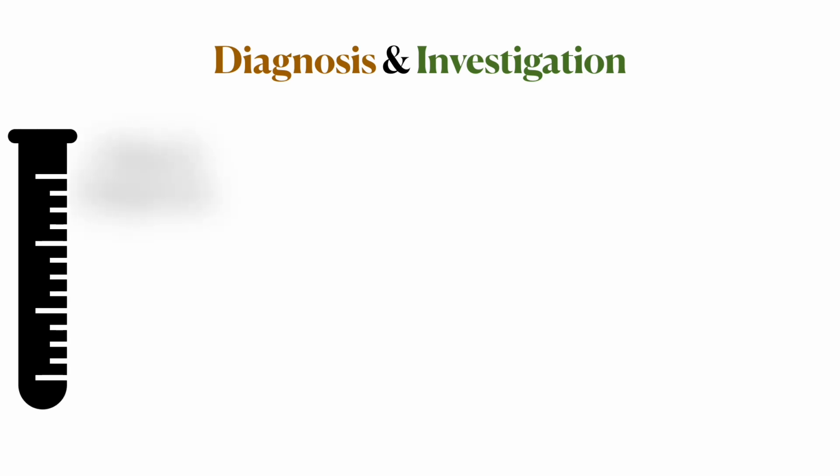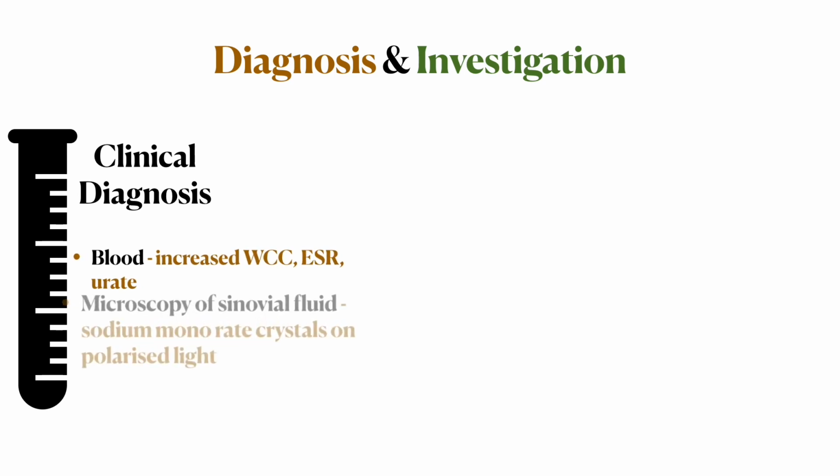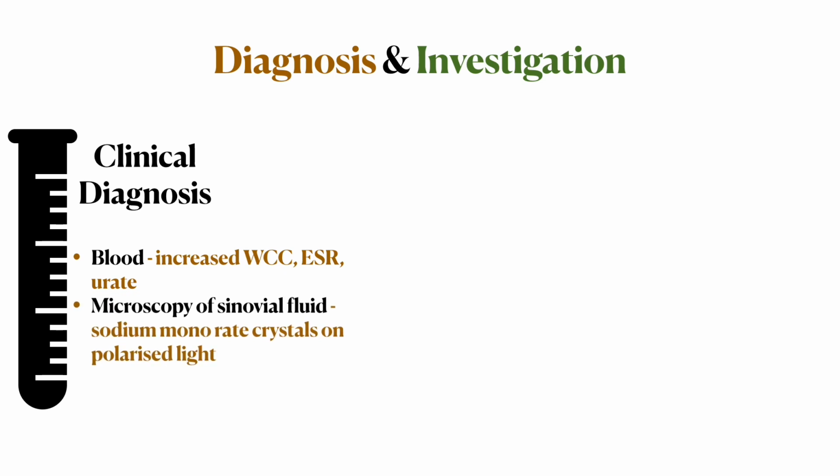So gout is more so a clinical diagnosis, but you can do some investigations. You can do a blood test, which will show an increased white cell count, inflammatory markers, and the urate that we're talking about. You can do a microscopy, so you can aspirate some of the fluid from a swollen joint. And that's where you will see sodium monourate crystals on polarized light.